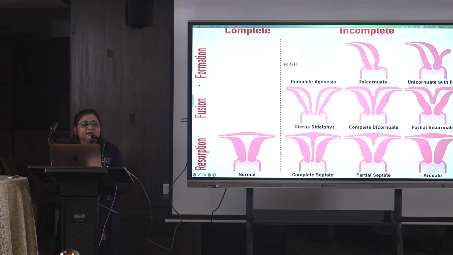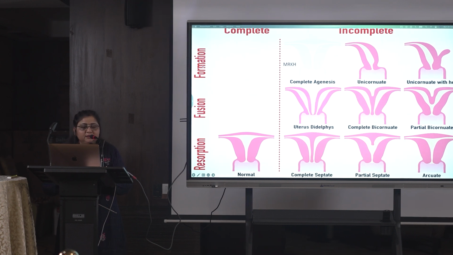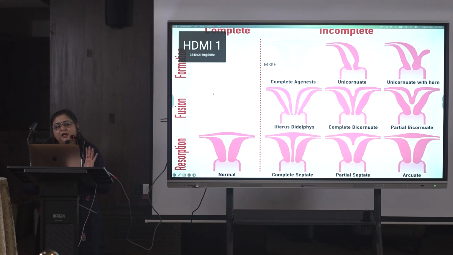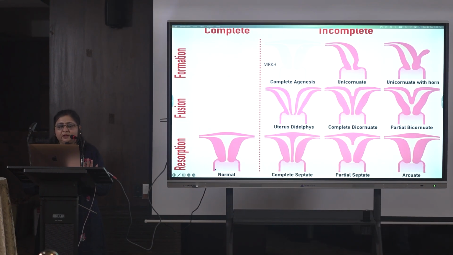So now there are three stages. One is formation, second is fusion, and third is resorption. So complete formation is there, meaning a complete normal uterus is forming. Now coming to the incomplete.